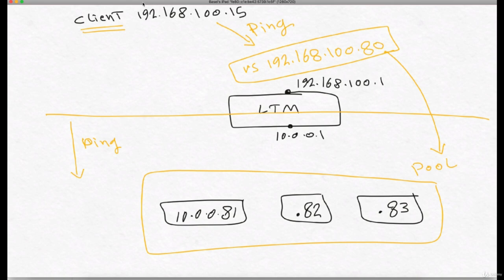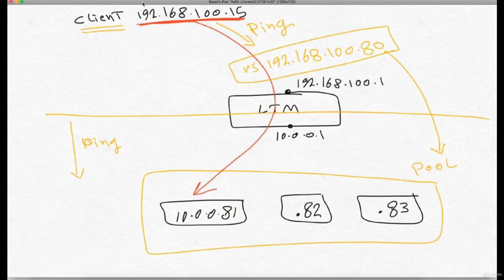On 10.0.0.81, when we receive the HTTP request, so let's say this client, this is the first connection, the load balancing decided to send us to server 1. Now, when the packet hits server 1, the source IP is 100.15. If server 1 has no route back to this IP address, then server 1 will not be able to respond.